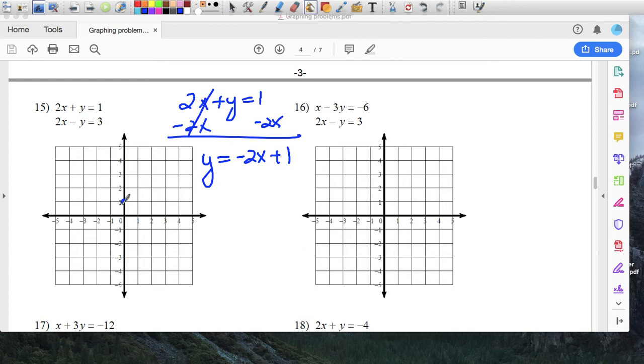In blue, I'm going to do the second one, which is over here. 2x minus y equals 3. No, that's not what we're doing. We're doing this one. Oh, look, it's the same one. That's the other one. Okay, so minus 2x on both sides. This crosses out, I get negative y equals negative 2x plus 3. I multiply this whole thing by negative 1, which means I change the sign of everybody. So this becomes y equals 2x minus 3.